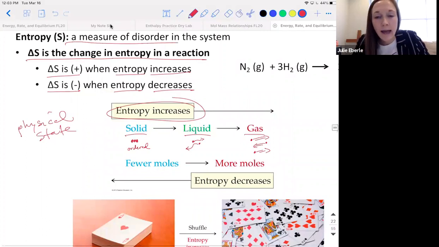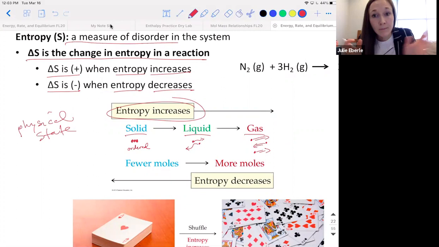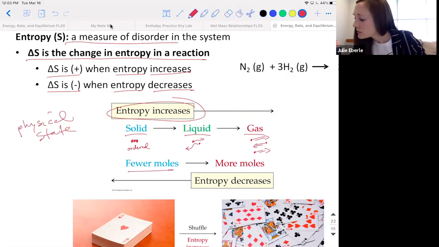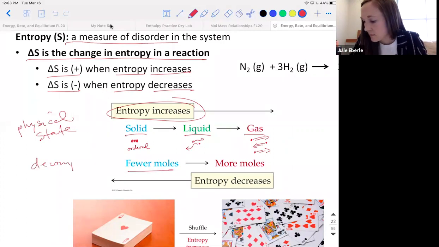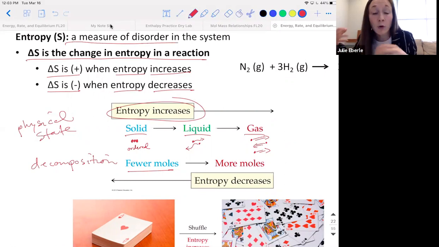Or if you have, for example, a synthesis reaction where you have more reactants and they're combining to make one product, that's what you have down here. You have fewer moles. Sorry, I said that backwards because we're talking about entropy increasing right now. If you have a decomposition reaction, where you have one thing breaking down into multiple things, so you're starting with fewer moles on the reactant side, and you're ending up with more moles of items on your product side, entropy is increasing, disorder is increasing. Two things are more disordered than one. Three things are more disordered than two.